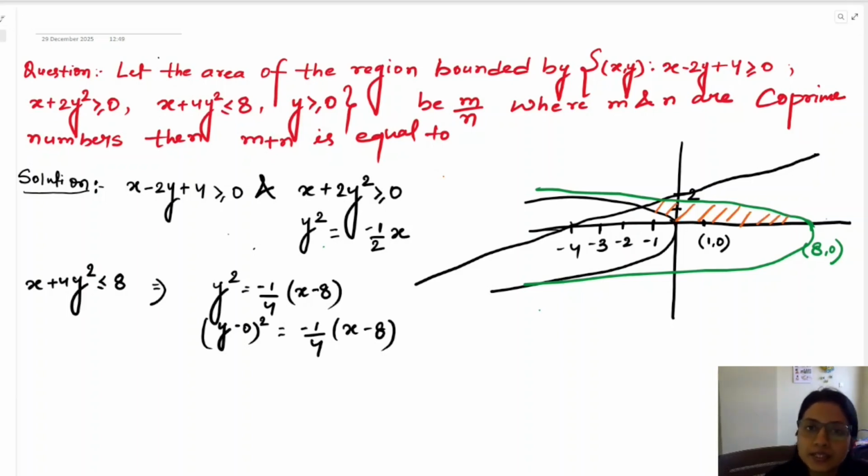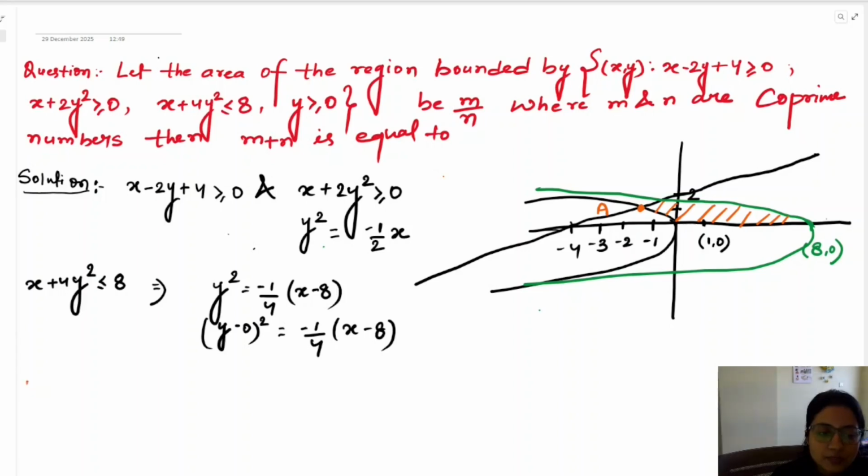Now we need to integrate it to find the area. We need to find the points of intersection. You can see these are the points of intersection. Let's say this is point A. We get A when the first parabola is intersecting the straight line.